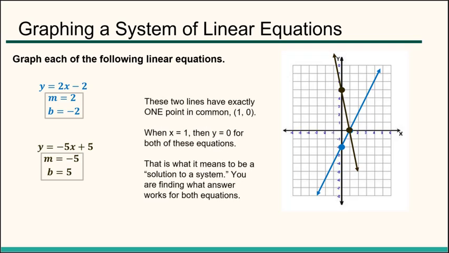Now, these two lines have exactly one point in common. That's the point (1, 0). That means when x is 1, then y equals 0 for both of these equations. Now, that's what it means to be a solution to a system. You are finding the answer that works for both equations. And you can write those answers in two different forms. You can write it as a point, in parentheses (1, 0), because that means that the x, which comes first, is 1 and the y, which comes second, is 0.